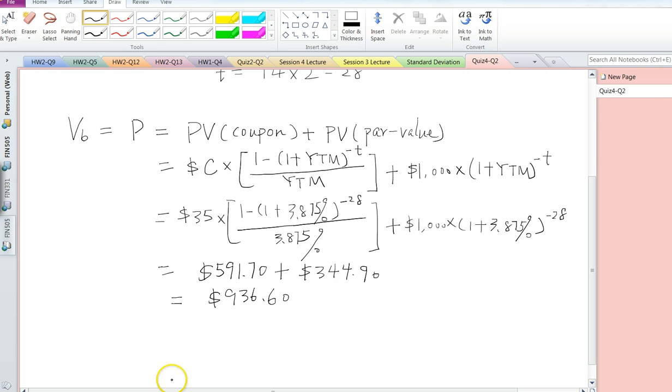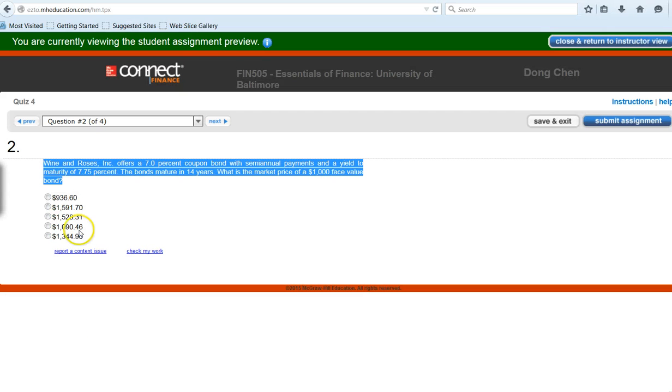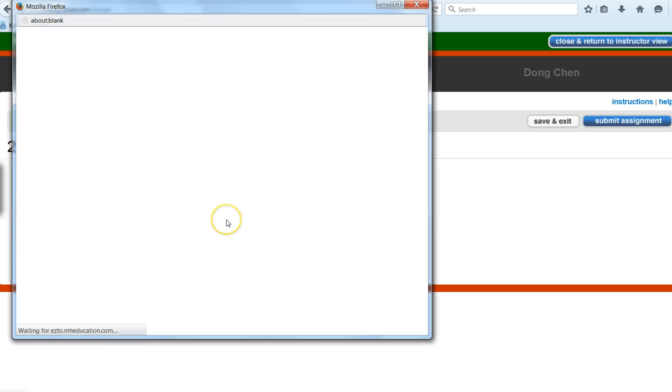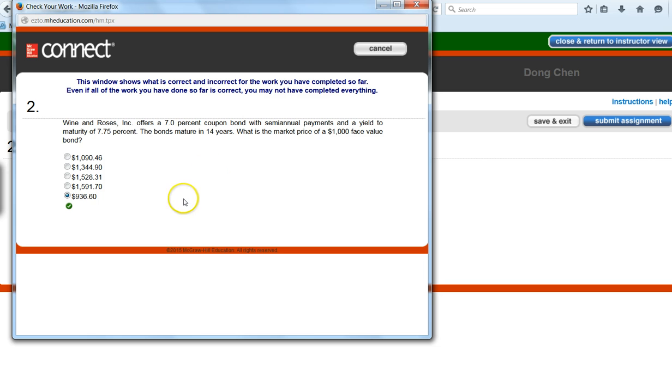So now let's go back to the question and see which one of the choices is what we got. So it's A. Check my answer. So we got it right. Which means, again, the purpose of this recording is to further show you how to solve questions involving non-annually compounded interest rate, or in this case, non-annually paid coupon bond valuation problems.